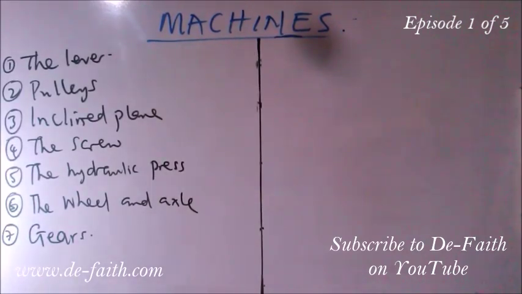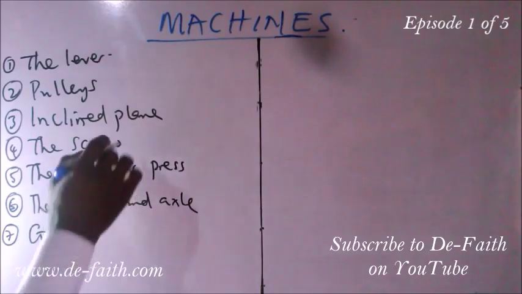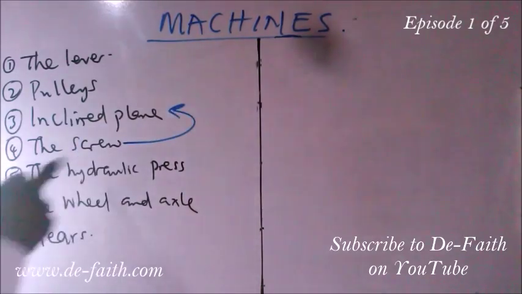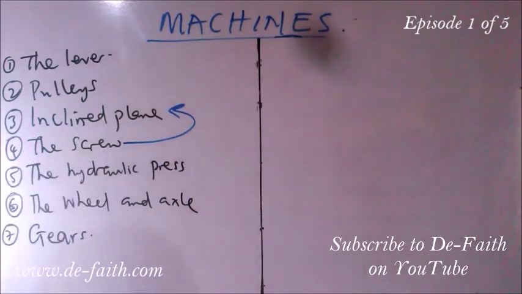Alright, so next, we look at the classes of machines. Machines are classified based on the kind of work that they help us achieve or carry out. We have the lever, the pulleys, inclined plane, the screw, the hydraulic press, the wheel and axle, gears, and so on. Now let's take note that some of these are examples of another. For instance, the screw is seen as a modification of an inclined plane.